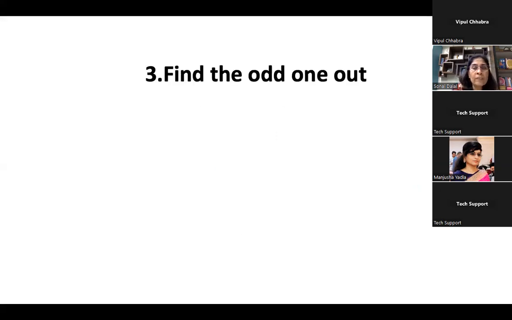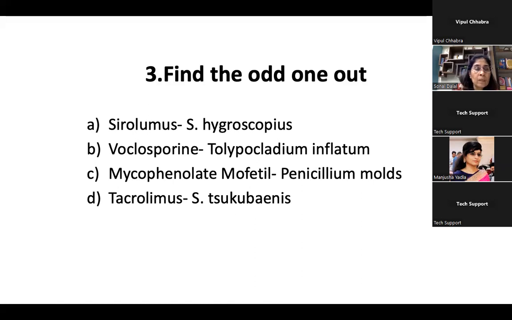Question number 3, find the odd one out. Option A, Sirolimus, S. hygroscopicus. Option B, voclosporin, Tolypocladium inflatum. Option C, Mycophenolate mofetil and Penicillium molds. And option D, Tacrolimus and S. tuberculosis. The time starts now. Which one is the odd one out of this?